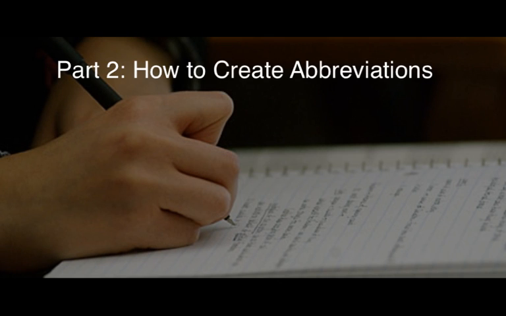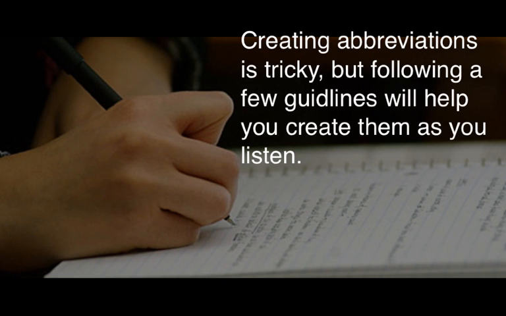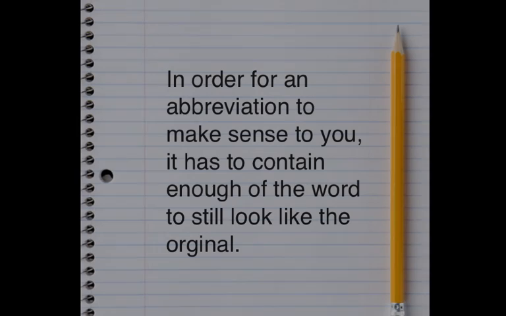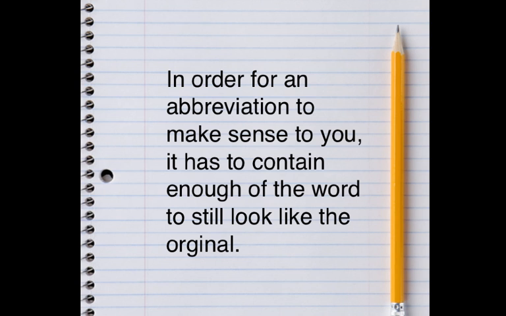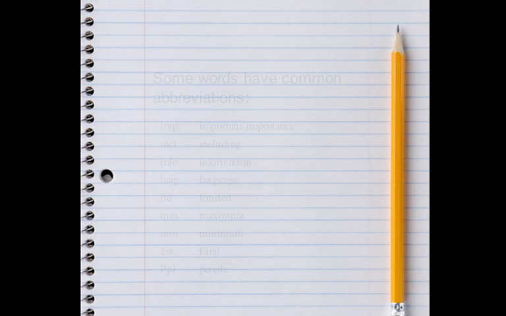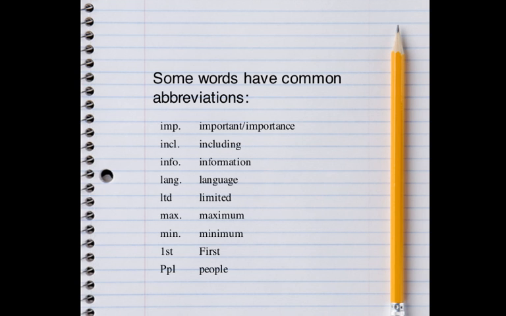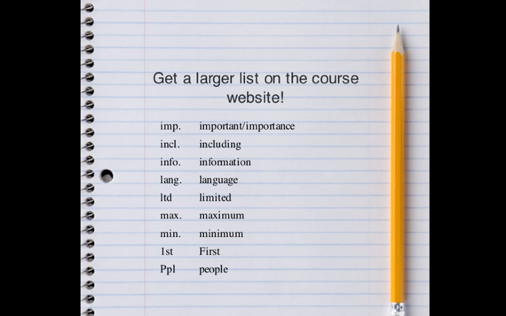Part 2B, How to create abbreviations. Creating abbreviations is tricky, but following a few guidelines will have you creating them as you listen. In order for an abbreviation to make sense to you, it has to contain enough of the word to still look like the original. There are some words that already have common abbreviations. For example, IMP for importance or important, INCL for including, LANG for language, or LTD for limited. And you can get more of these on the course website.